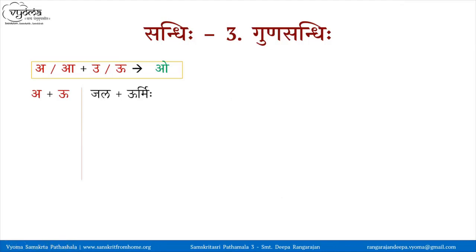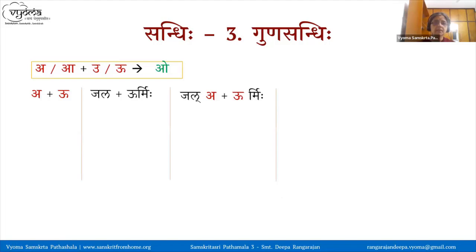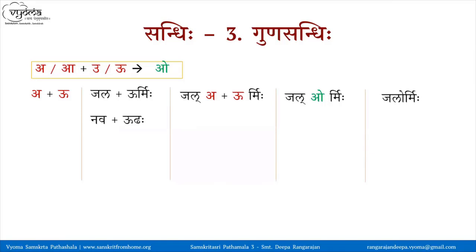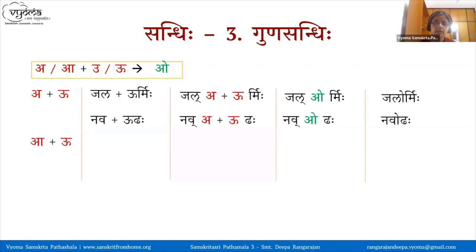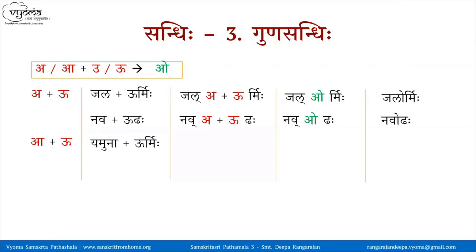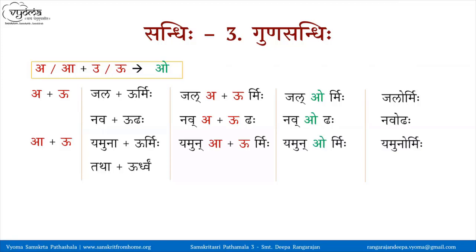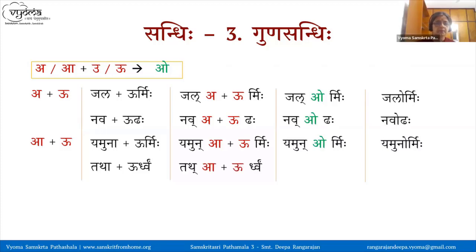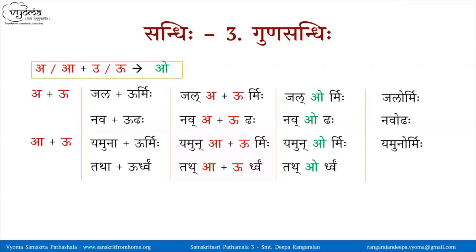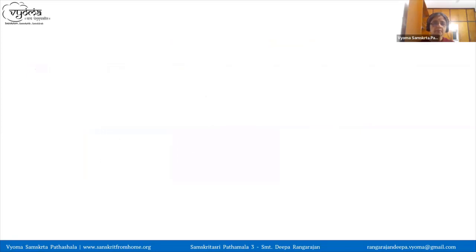Jala plus urmihi, jalormihi. Yep. Nava plus udhaha, navodhaha. Yamuna plus urmihi, yamunormihi. Tatha plus urdhvam, tathordhvam. Tathordhvam. That's it. Uttam. Dhanyavada.